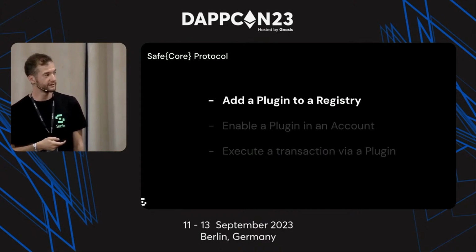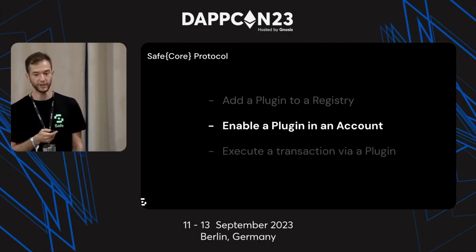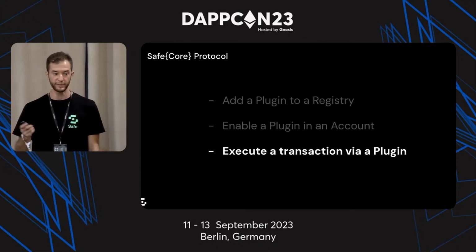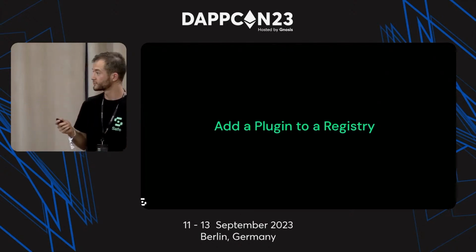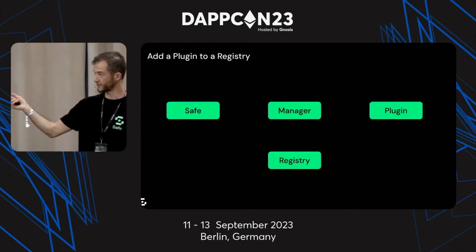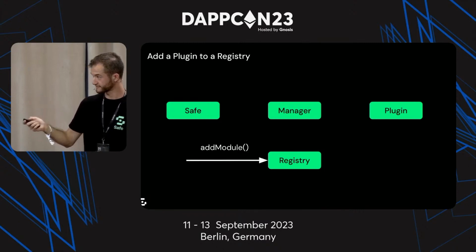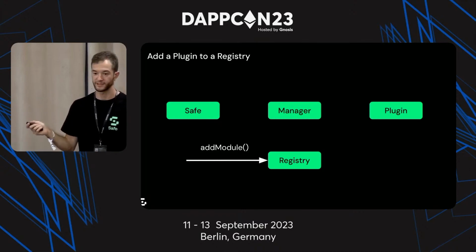Now we are going to see different flows, like adding a plugin to a registry, how to enable a plugin in an account once it is included in a registry, and then how executing a transaction from a plugin looks like. So let's start with adding a plugin to our registry. Here we have the different components: the Safe, the manager, the registry, and the plugin. To add a plugin to the registry, we just need a call to a method addModule in our registry.